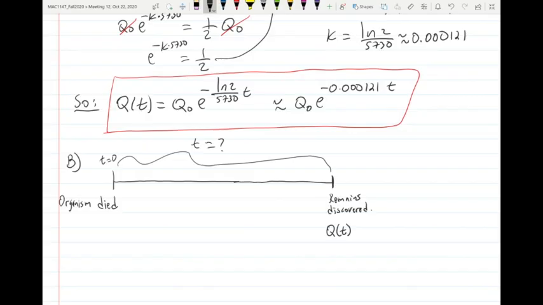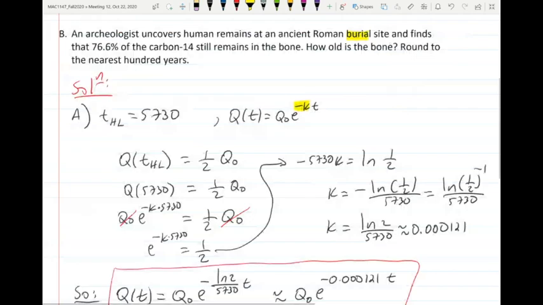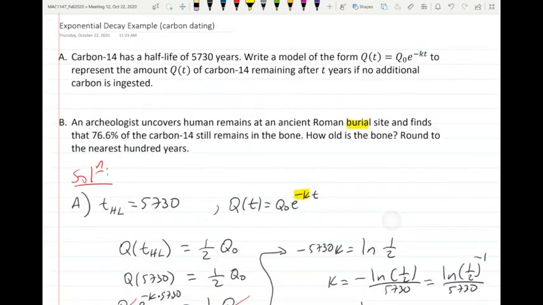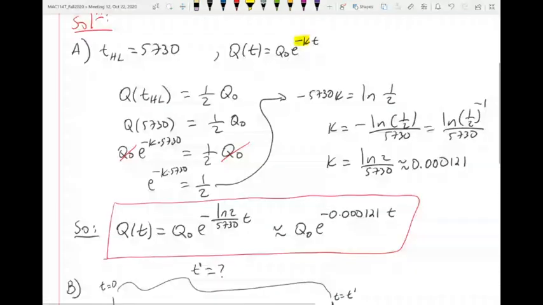So at this point in time, the amount of carbon-14 that we want, I'm going to call this t prime, which is the one that we're looking for. So this right here is t equals t prime, and we want to know that. So Q of t prime, what is this equal to? This is equal to whatever the initial amount of carbon-14 was, times 76.6 because there were 76.6% left, right?